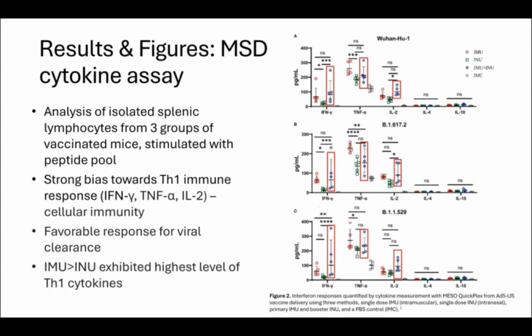These results depicted a favorable response for viral clearance based on the production levels of Th1 cytokines. And in general, the results indicated that the group that received the vaccine intramuscularly with the intranasal booster exhibited the highest level of Th1 cytokines and produced the most robust Th1 response.